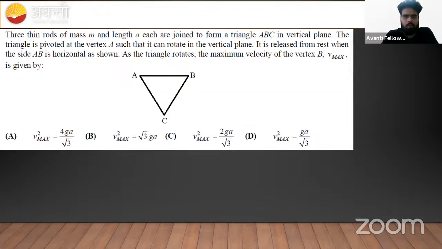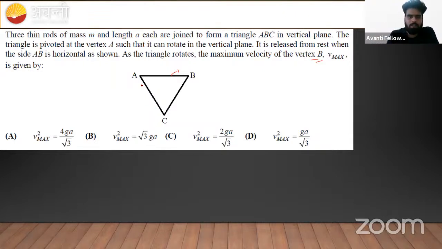That is again a very good problem. What is given here? This is a system made of thin uniform rods, and if we release this system from here, then what is the maximum velocity of the vertex? When will the maximum velocity happen? When its potential energy is minimum. When will potential energy be minimum? When it reaches the lowermost point.